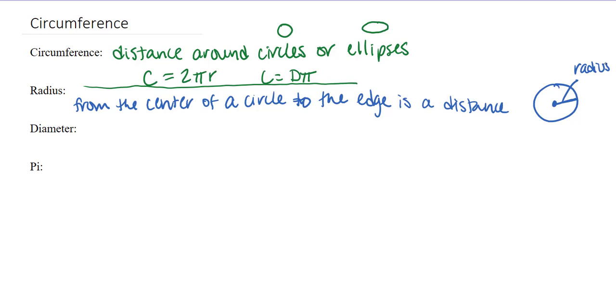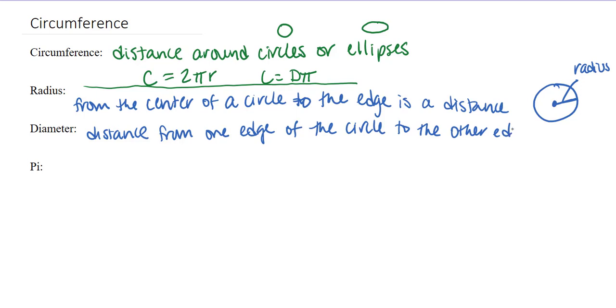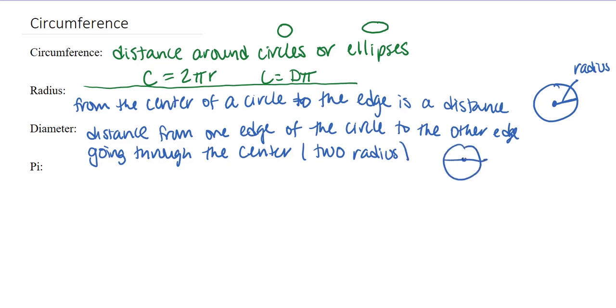Now, what's the diameter? Well, the diameter is really just double the radius to get the distance. So it's another distance from one edge of the circle to the other edge, going through the center. Or it's 2 radius. So what does this look like? Looks like that. That is the diameter. So it's the distance from this edge to this edge, this whole thing right here, and it goes right through the center.